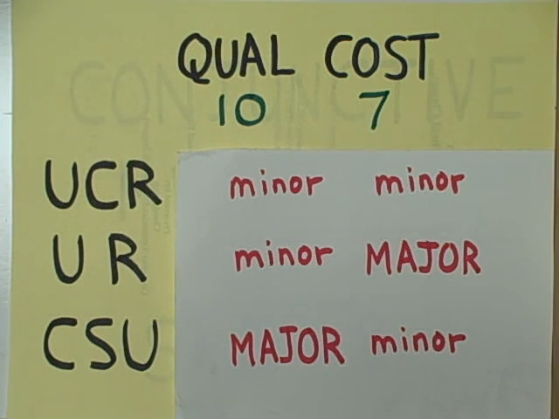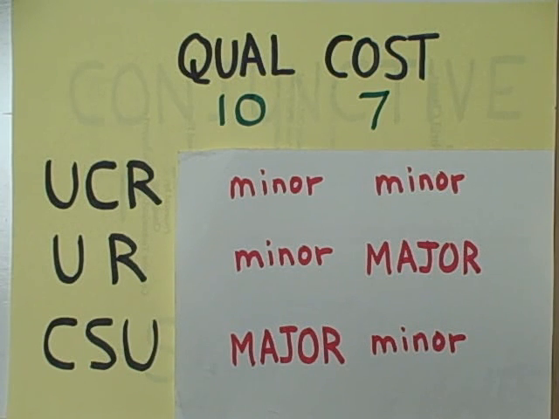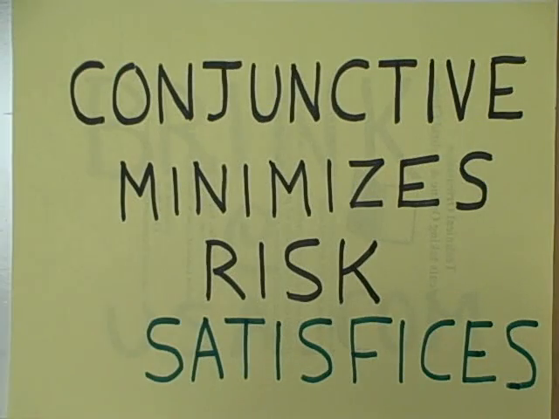So if we look at it like this, both University of Redlands and Cal State both have a major deficiency. University of Redlands costs way too much. Cal State just doesn't have the quality that you desire. University of California Riverside is not perfect, but its deficiencies are minor. So in that sense, University of California Riverside wins according to the conjunctive approach because it minimizes risk.